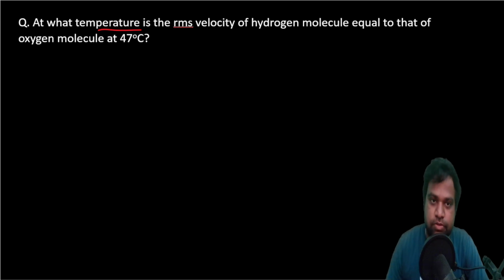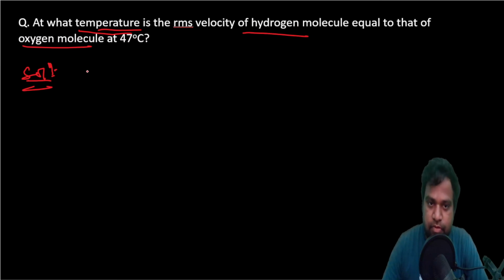Let us solve this question today. At what temperature is the RMS velocity of hydrogen molecule equal to that of the oxygen molecule at 47 degrees centigrade? This question is from kinetic theory, and here we have to find the temperature. It is given that at what temperature the RMS velocity of hydrogen molecule will be equal to the oxygen molecule at 47 degrees, right?